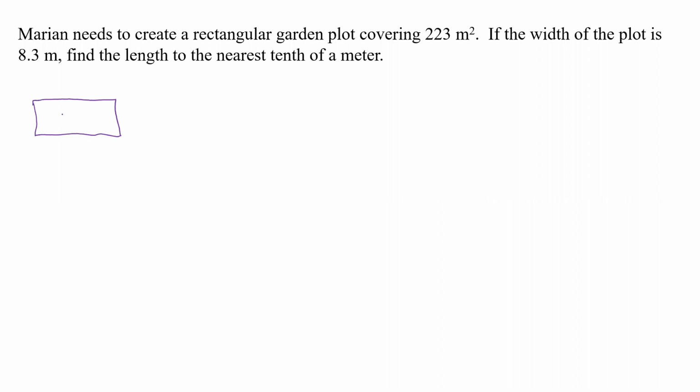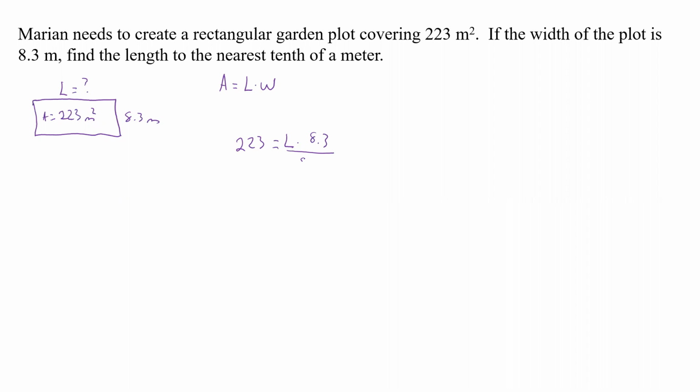All right, so we have the area is 223 meters squared. That's area. And we know the width is 8.3 meters. And we want to know the length. Okay. Well, what do we know about area? Well, area is equal to length times width. So now we just plug in what we know and solve for what we don't know. So area we know is 223 equals length, don't know that, times that, which is 8.3.